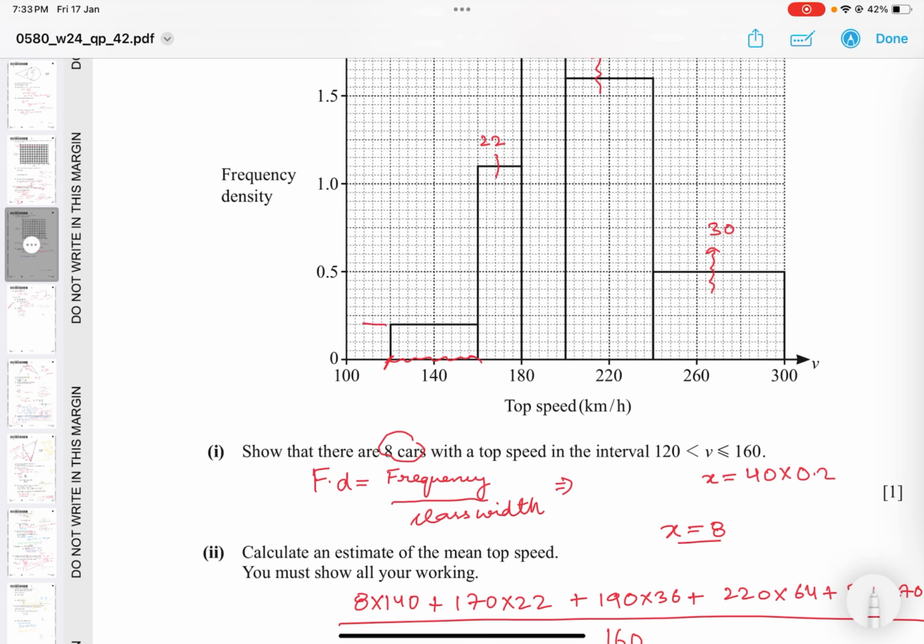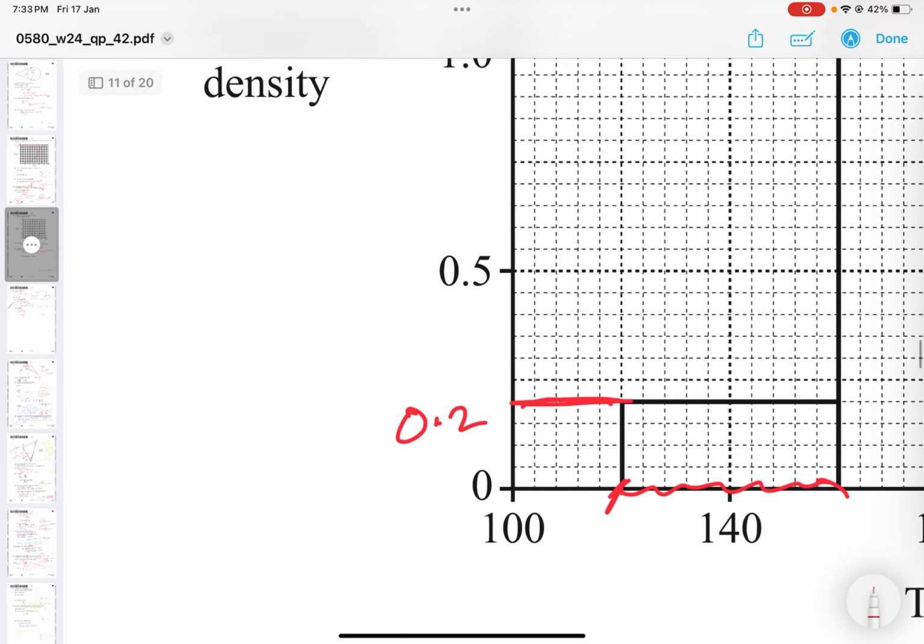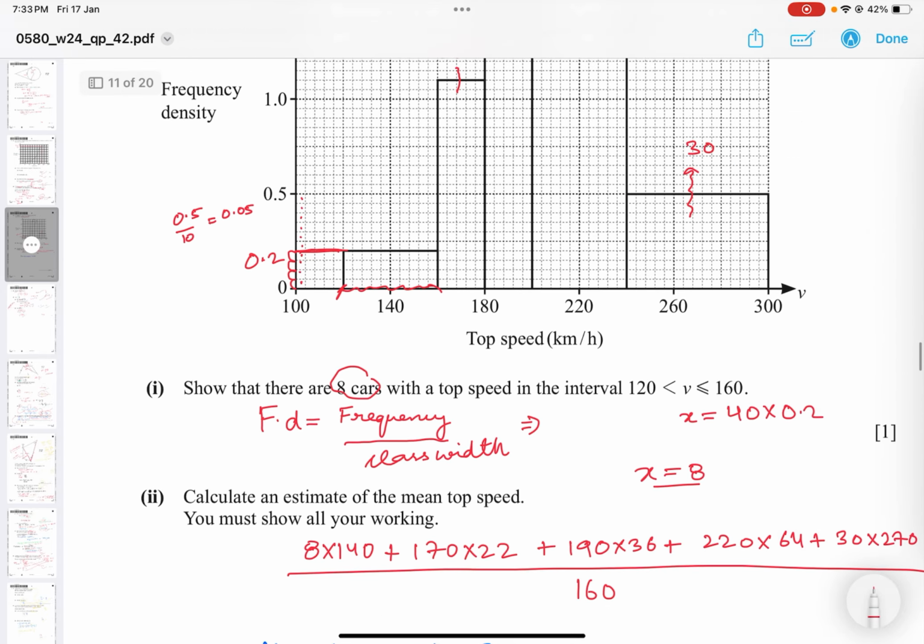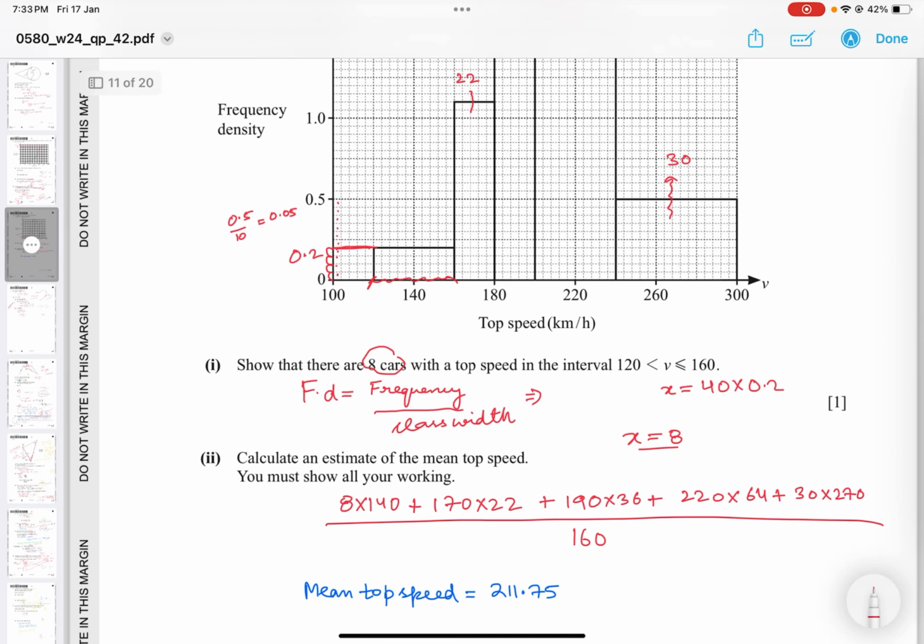Now we know the frequency density for this one is 0.2. How did I find it? 1, 2, 3, 4, 5, 6, 7, 8, 9, 10. So it would be 0.5 divided by 10, which results in 0.05, and 0.05, 0.10, 0.15, 0.2. That's how you do it, learners. All right. So we have the frequency density and class width. What is the formula for frequency density? Frequency upon class width. We want to find the frequency.